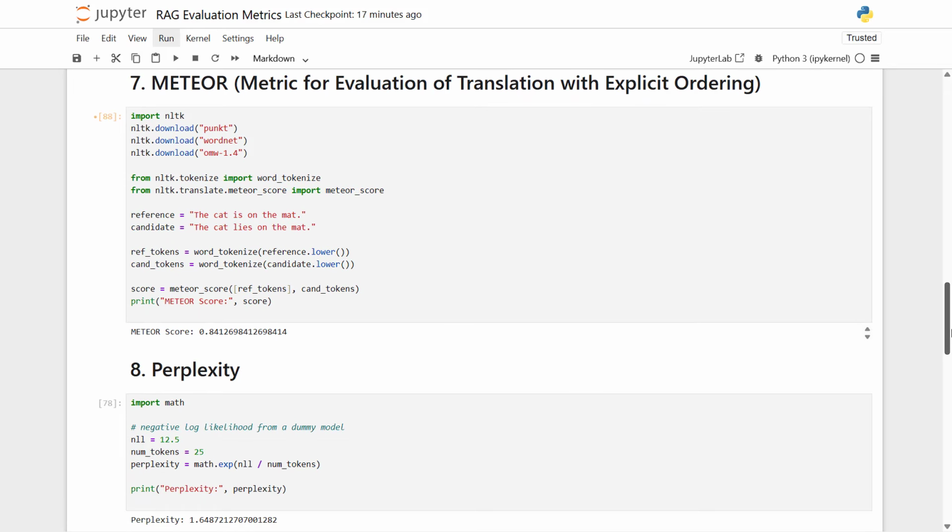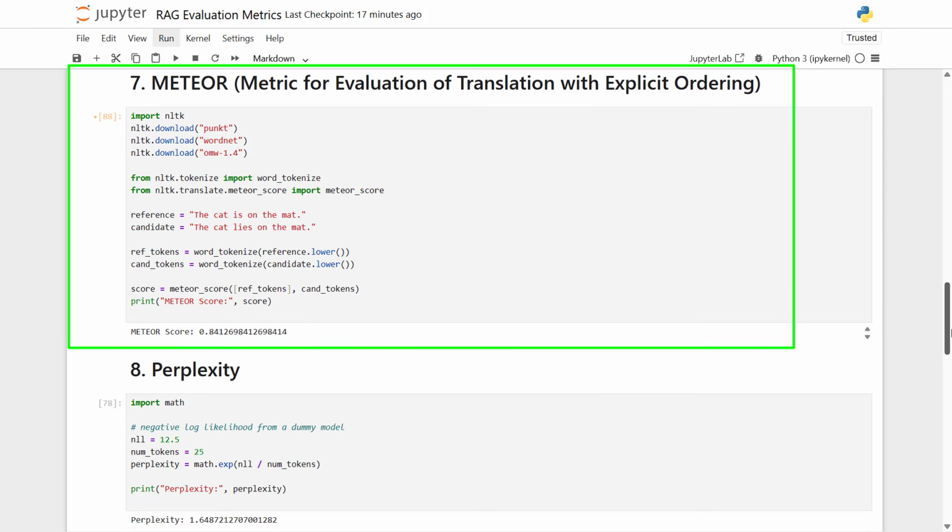METEOR improves upon BLEU by using synonym matching and word alignment. The code for METEOR compares the candidate response against reference sentences. The score considers exact matches, stem matches, and synonyms. It returns a value between 0 and 1 indicating semantic similarity.